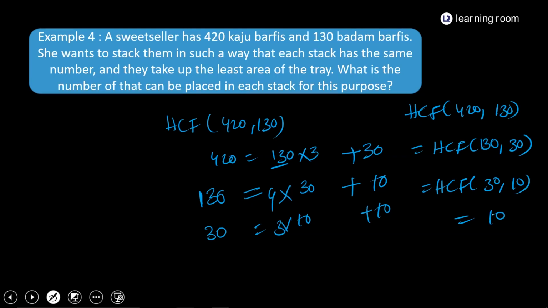Clear, yeah? Rohit, now clear, yeah? Anirudh, clear?